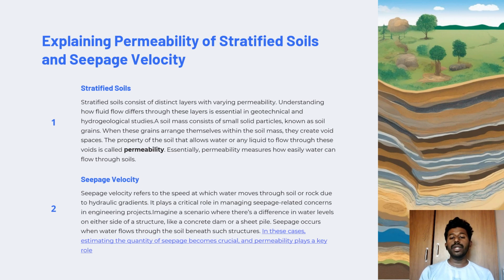Imagine a scenario where there is a difference in water level on either side of a structure, like a concrete dam or a sheet pile. Seepage occurs when water flows through the soil beneath the structure. In these cases, estimating the quantity of seepage becomes crucial, and permeability plays a key role in it.